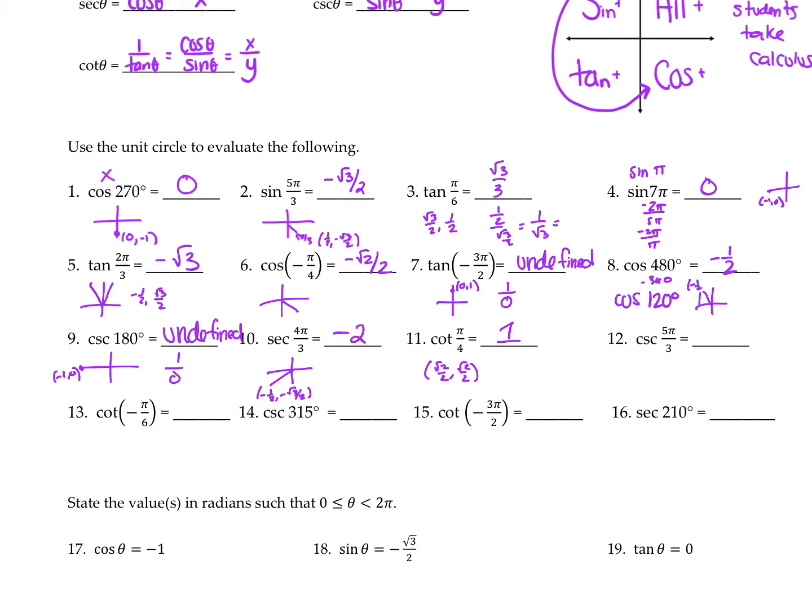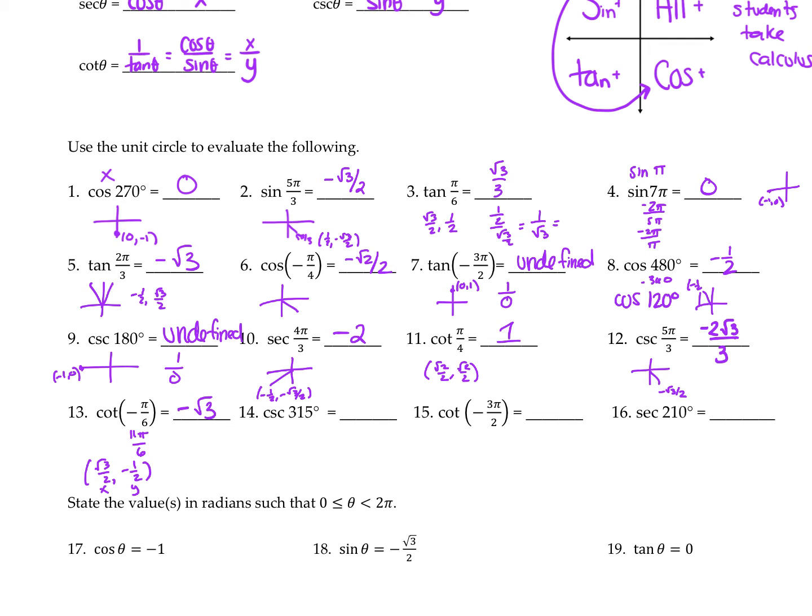Cosecant is the reciprocal of sine, so sine at 5 pi over 3 is negative root 3 over 2. So the reciprocal of that rationalized would be negative 2 root 3 over 3. Cotangent at negative pi over 6 is the same as 11 pi over 6, and my coordinate there would be (root 3 over 2, negative 1/2). And my cotangent is x over y, so it's just going to be negative root 3.